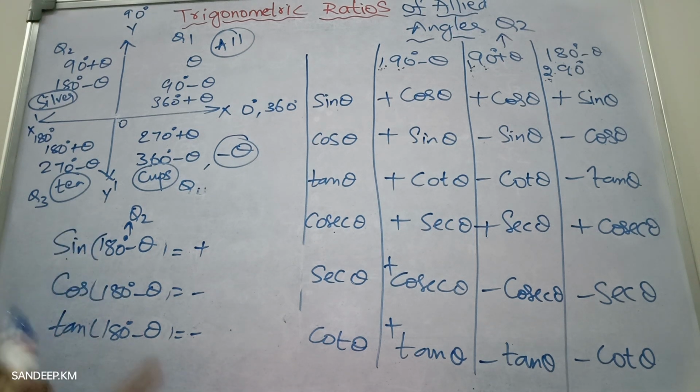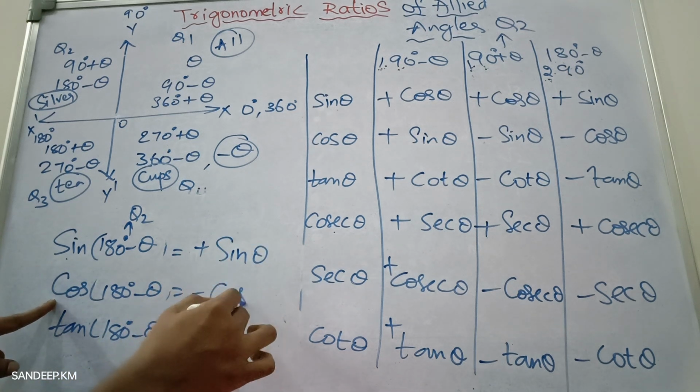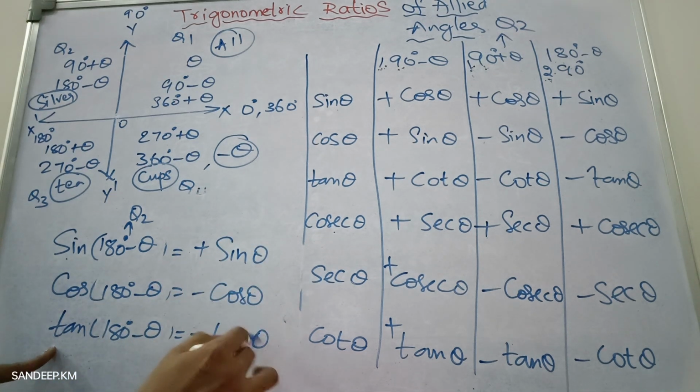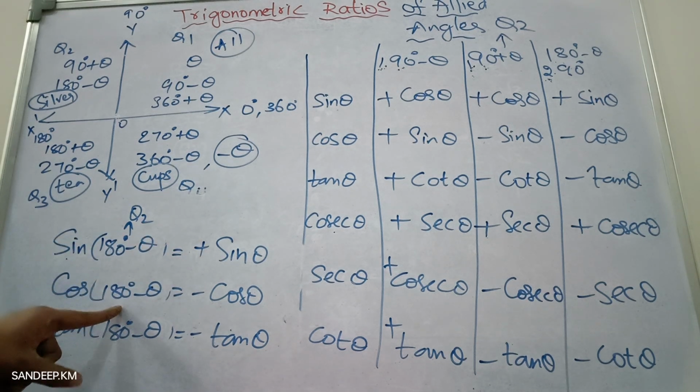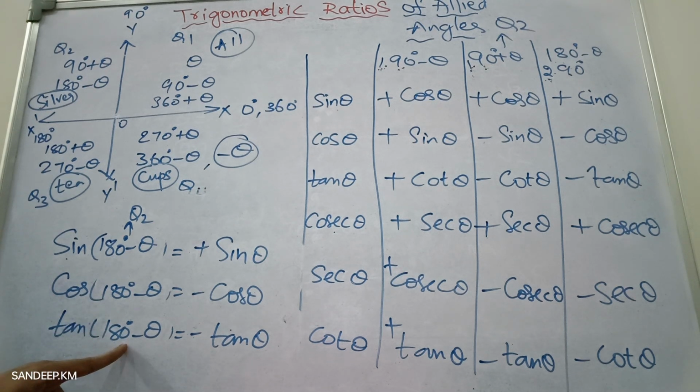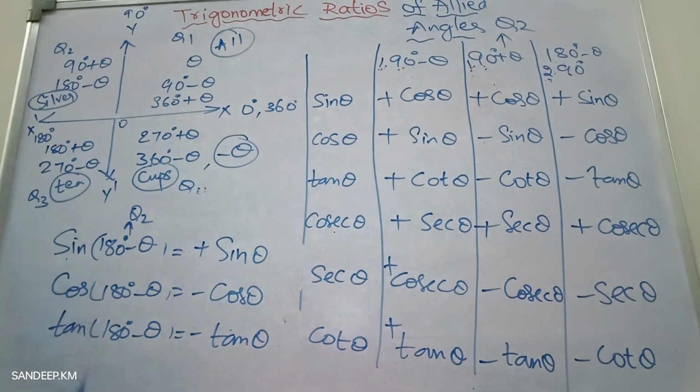180 is an even multiple of 90. So sin remains sin, cos remains cos, and tan remains tan. So sin of 180 minus theta will be plus sin theta. Cos of 180 minus theta will be minus cos theta. Tan of 180 minus theta will be minus tan theta, and so on. So this is about trigonometric ratios of 90 minus theta, 90 plus theta, and 180 minus theta.